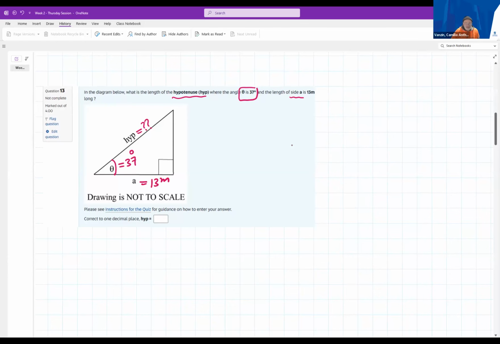So what we know in this example is the angle and the adjacent, and we are looking for the hypotenuse. If I ask you which trigonometric function links the angle and the adjacent, is it cosine or sine or tan?